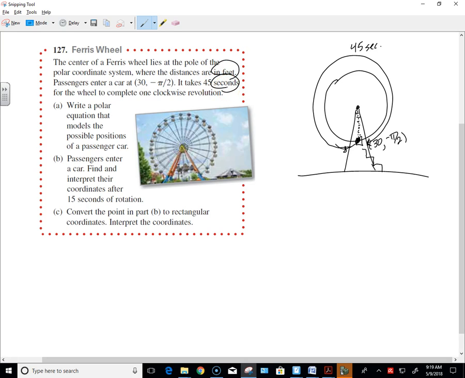Write a polar equation that models the possible positions of a passenger car. Don't we just need this guy to go around in a circle? How do I model a circle with a polar equation? Didn't we just talk about one? Yes, we did.